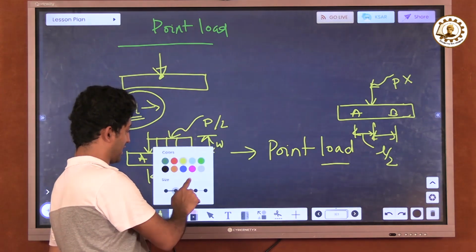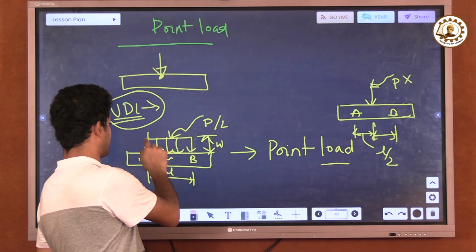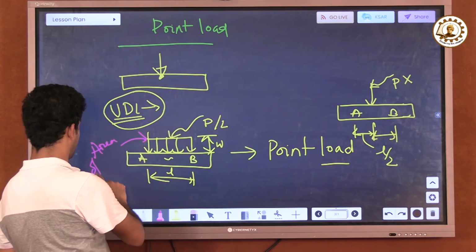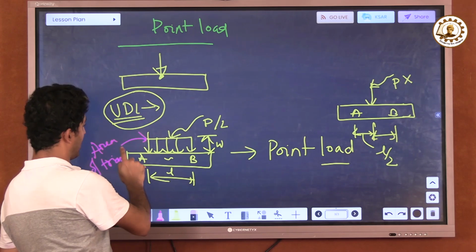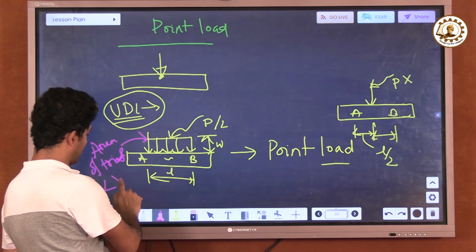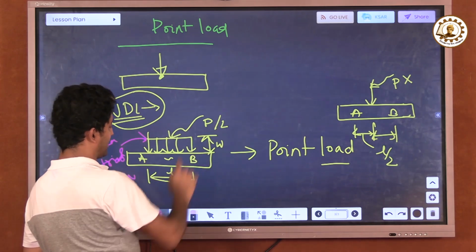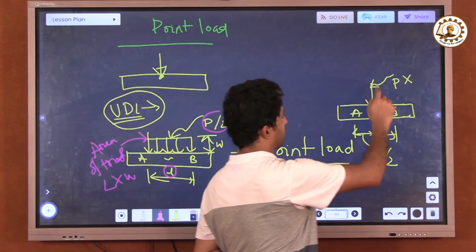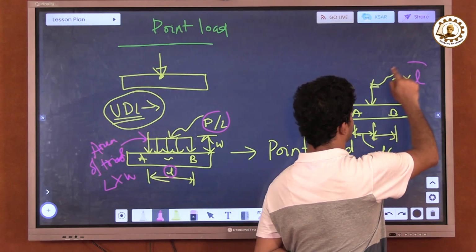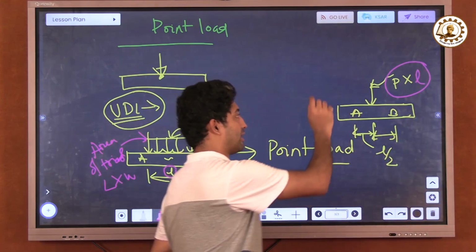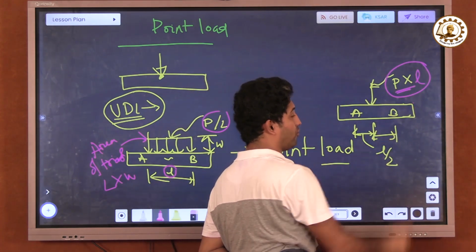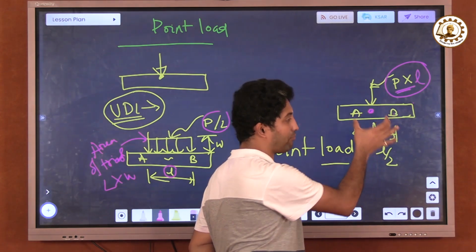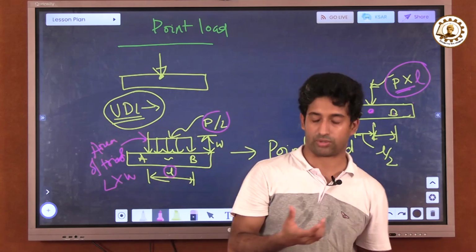For making you understand about this one, you need to understand the area of it. The area of triangle. What is the area of triangle? Area of triangle is length into breadth. So the length is nothing but the L and the breadth is P per L. So what you can do? P into L. This is nothing but the actual magnitude of load which will be acting on the center between A and B.